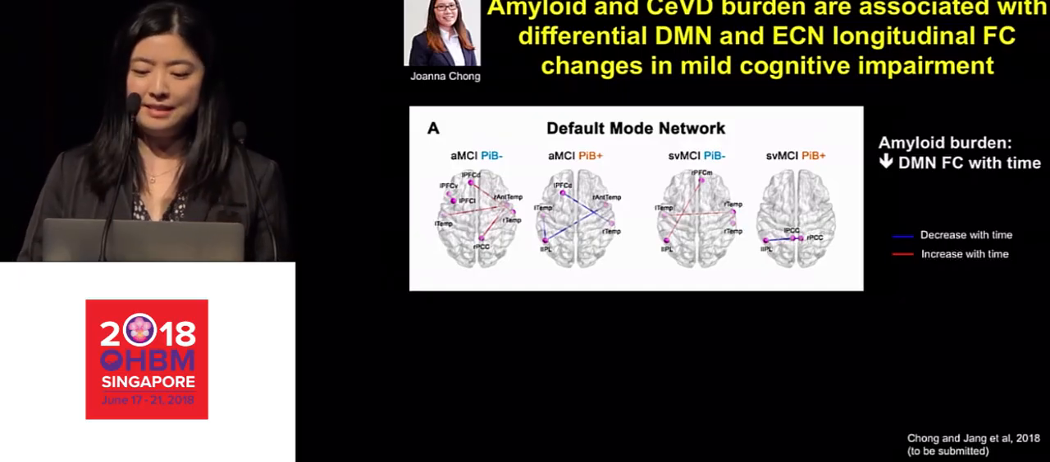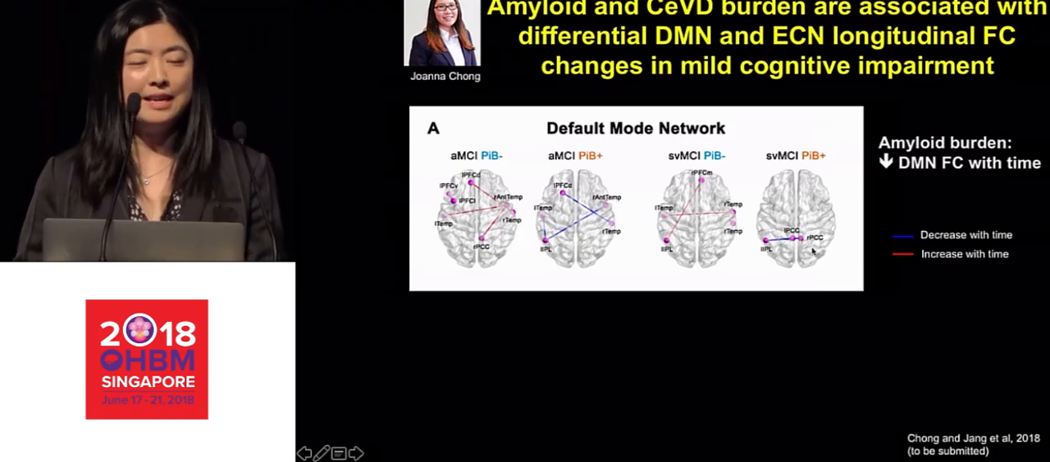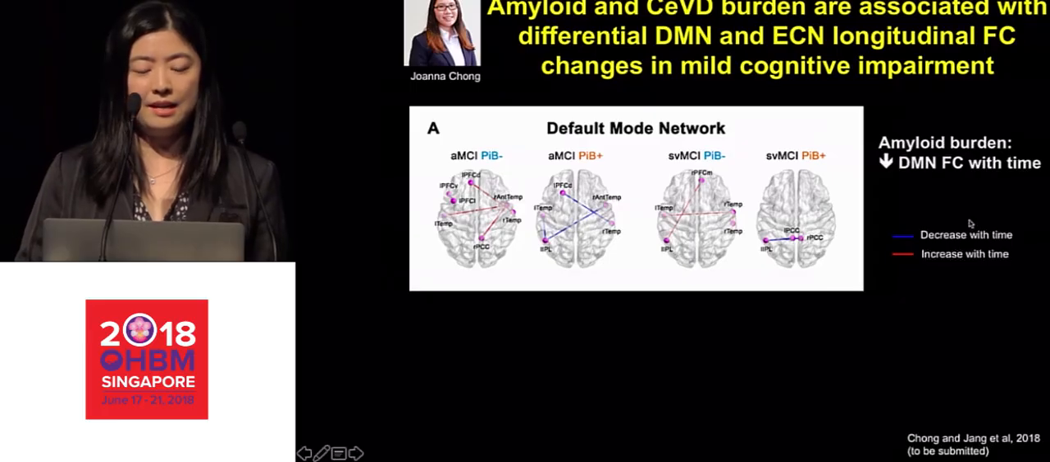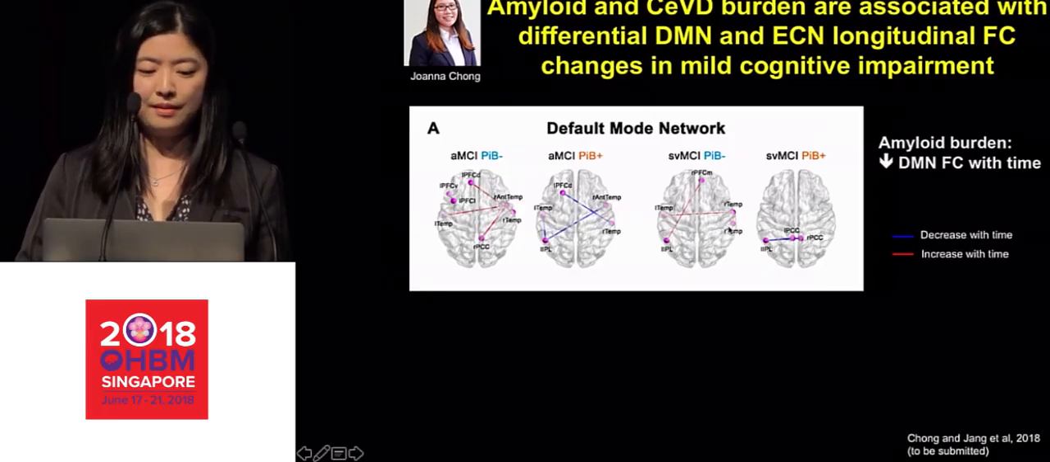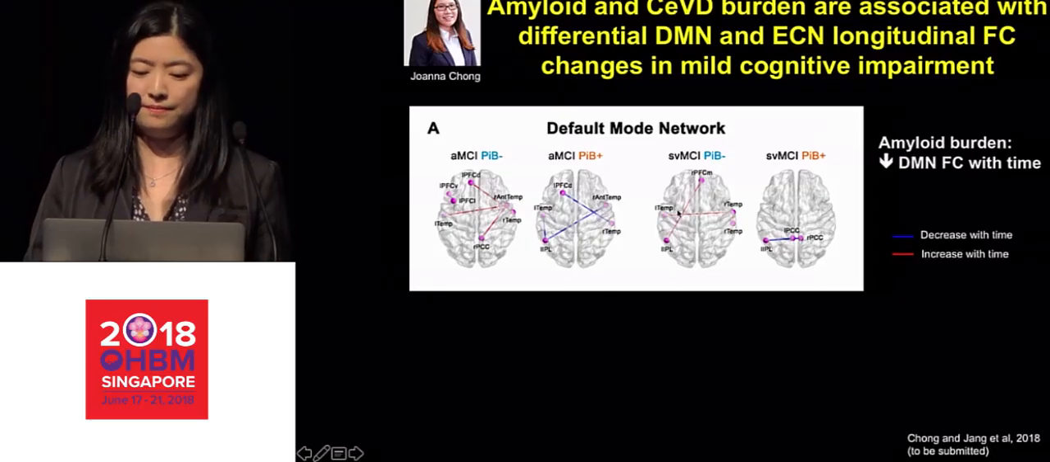As expected, high amyloid burden, marked by the PiB-positive markers here, showed a reduction longitudinally in the default mode network connectivity, as highlighted in connection in blue color. Well, this is not true for the PiB-negative participants.